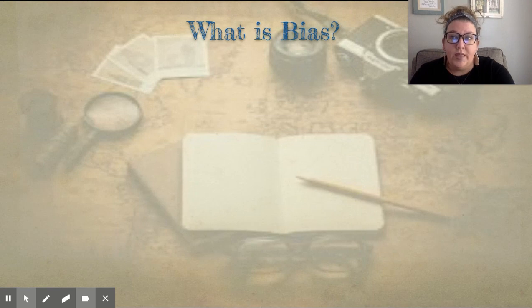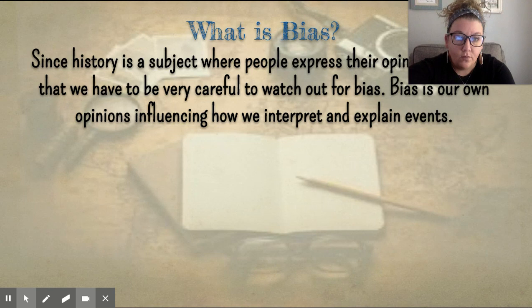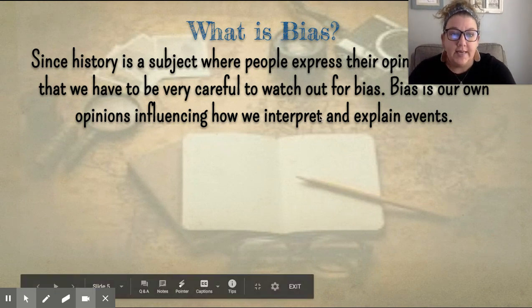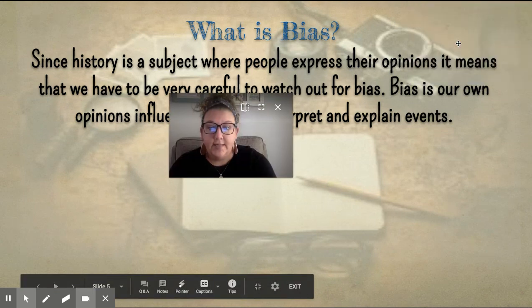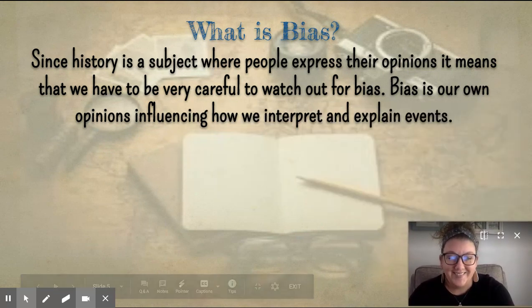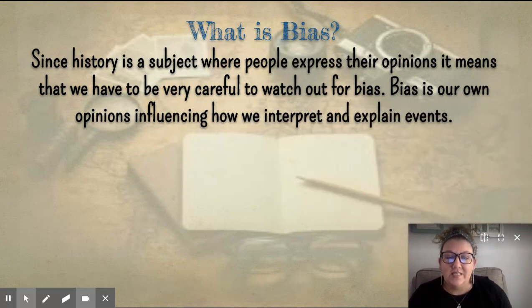Now, with any source, you have to keep in mind bias. What is bias? I know you've all probably heard that word, but what does it mean? Since history is kind of subjective, meaning we're going to interpret it differently, and since history is a subject where people express their opinions, we have to be very careful to watch out for bias. Bias is our own opinions influencing how we interpret and explain the events.